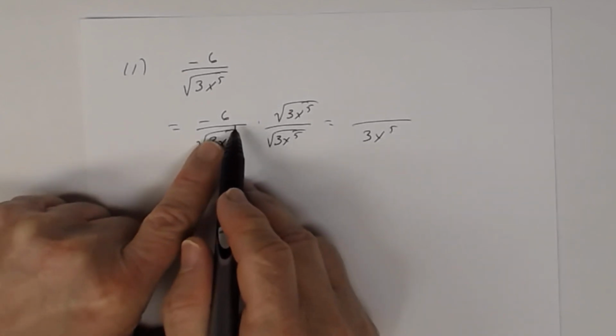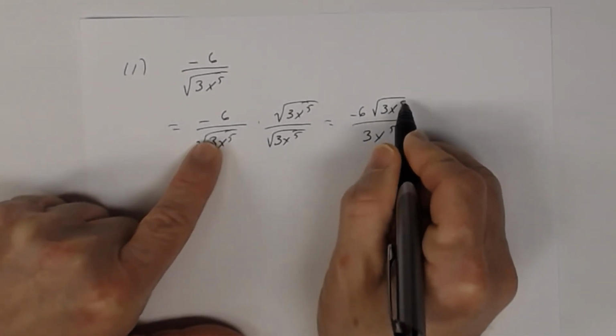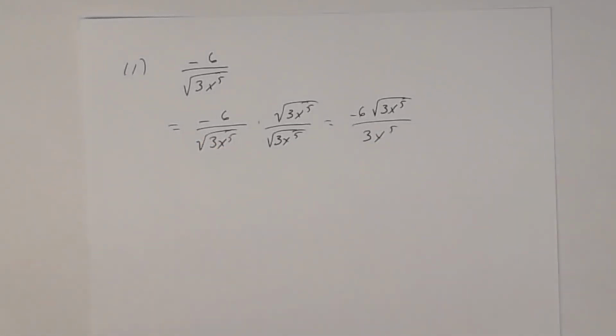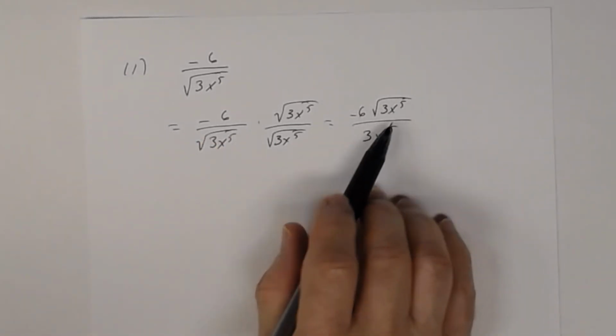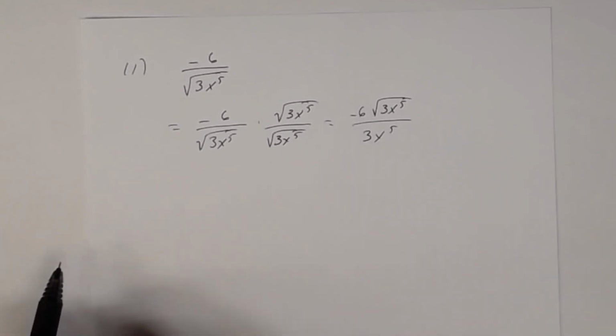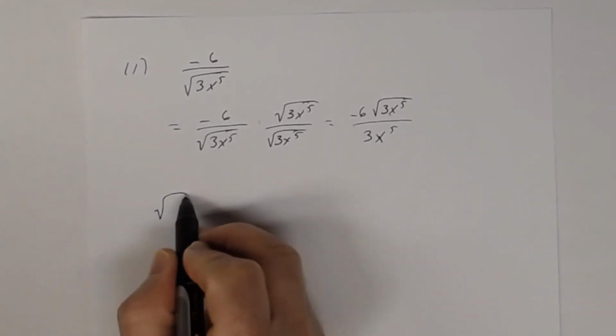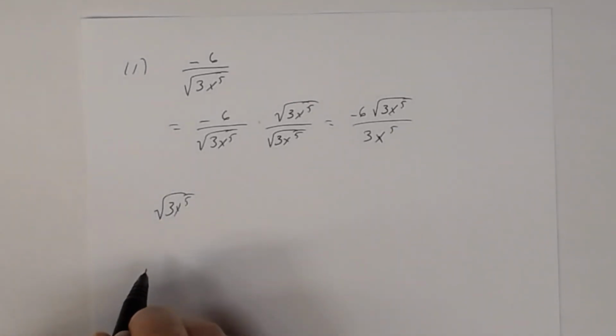The numerator, though, is negative 6 square root of 3x to the fifth. But you've got to simplify this, and you also notice you can reduce the negative 6 into 3. That's an x right here. So let's talk about the square root of 3x to the fifth. Let's talk about simplifying that.